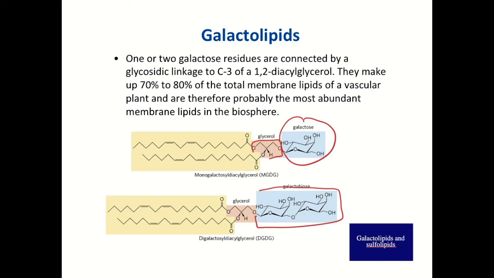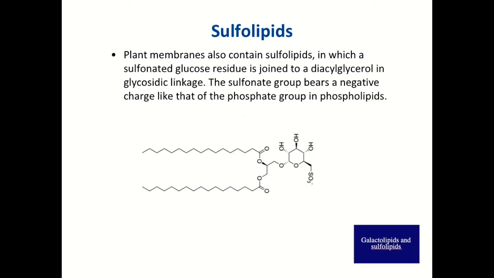These make up 70 to 80% of the total membrane lipids of a vascular plant and therefore are probably the most abundant membrane lipids in the biosphere. Membranes in plants also contain sulfolipids, in which you have a sulfonated glucose residue joined to a diacylglycerol.